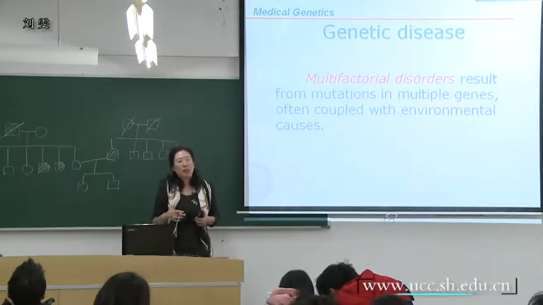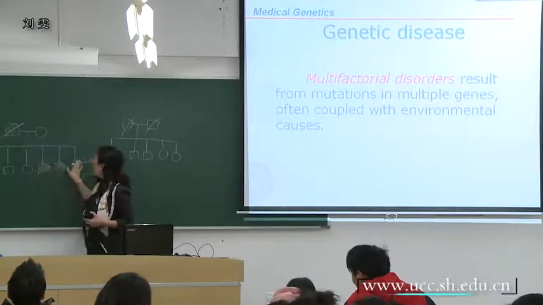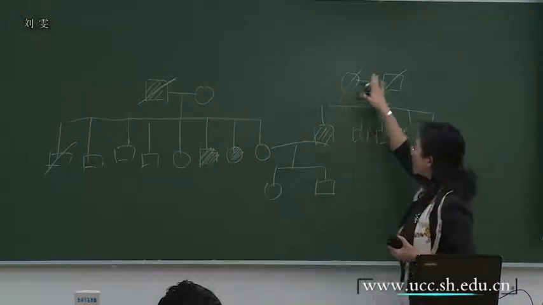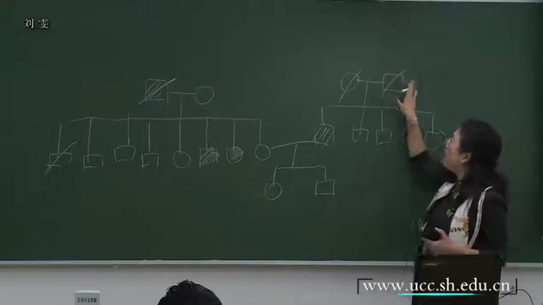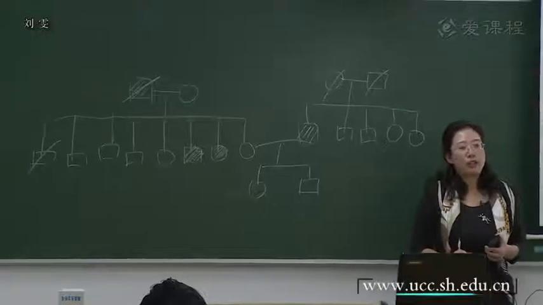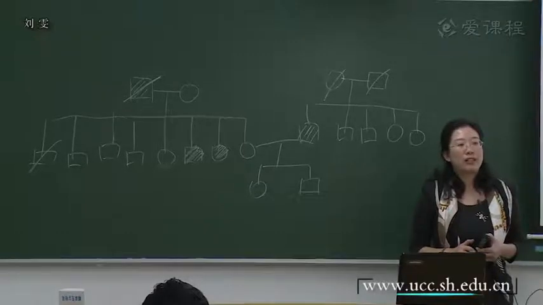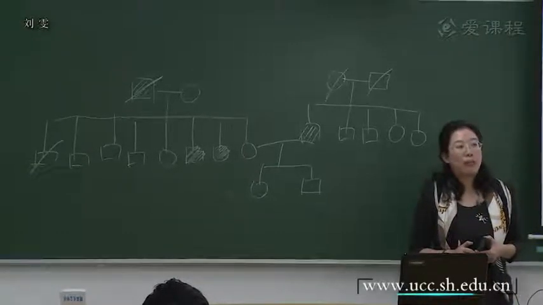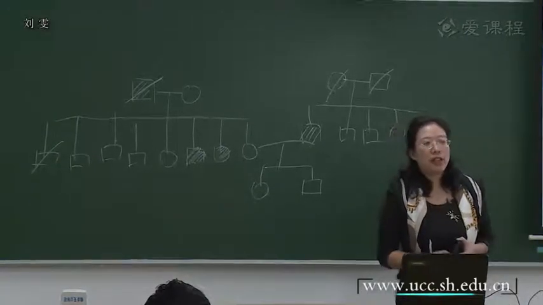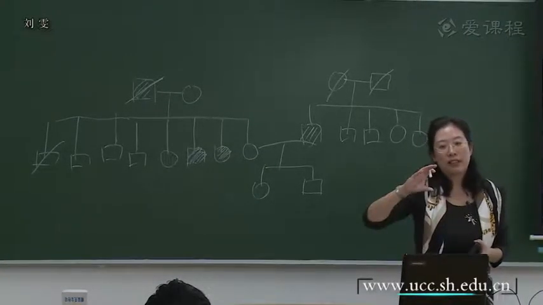Multifactorial disorder's other name is polygene disorder. Why? In this family, my mother is okay, and my father is a patient. In this pedigree, my grandmother and grandfather are okay, but my father is a patient because of polygene disorder. Nearly 100 genes are reported related to the mechanism of diabetes. But we call them minor effect genes. Each gene's effect is small, but they add up.